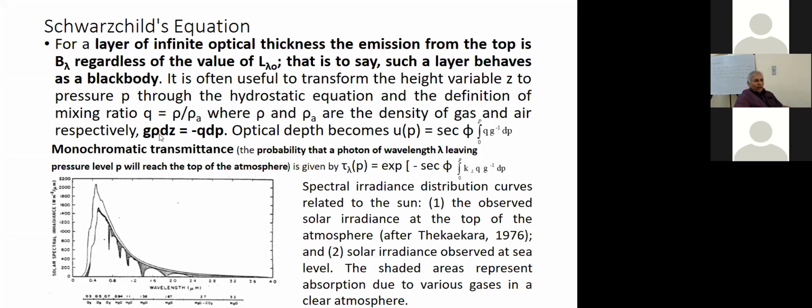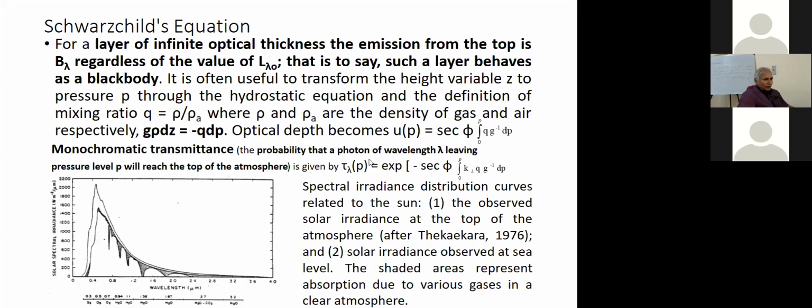If you recall, we had rho dz and secant phi. Secant phi has come out, so rho dz, with minus and minus cancelling, is nothing but q by g into dp. So the optical depth is now defined like this in terms of the pressure coordinate.